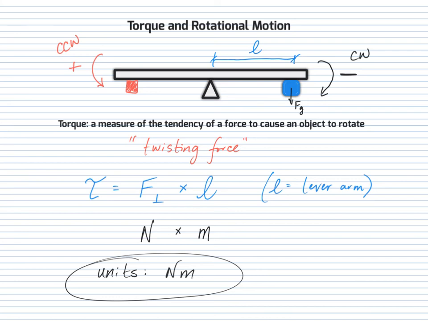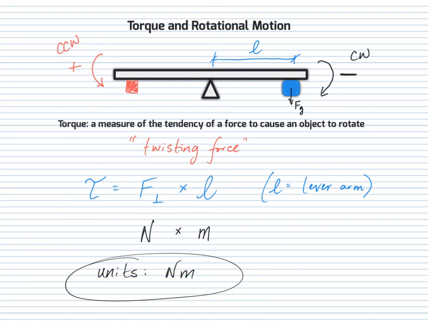So, very brief intro to torque. The big key is that torque is a measure of the tendency of a force to cause an object to rotate, either clockwise or counterclockwise. Based on this mathematical definition, we always want to keep in mind what that lever arm is. That lever arm is the distance from the axis of rotation to that force, and that force is always perpendicular.